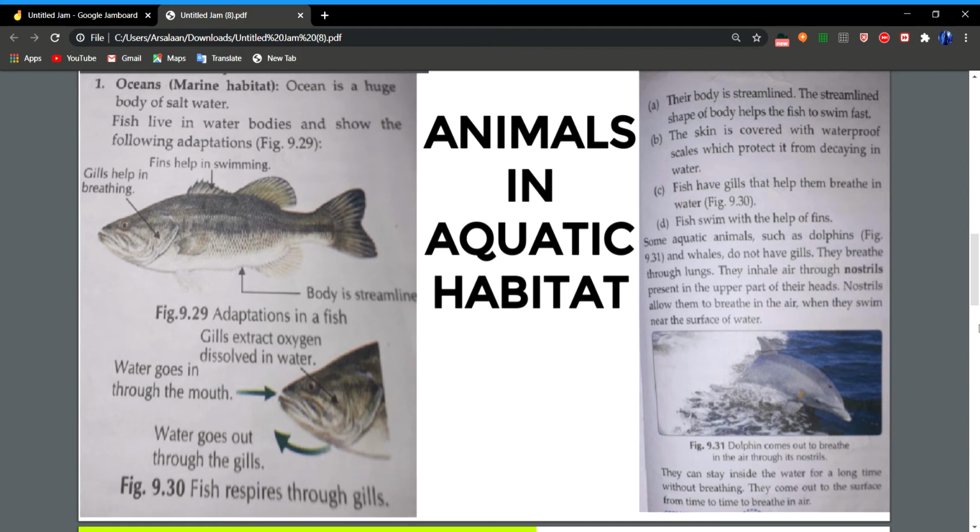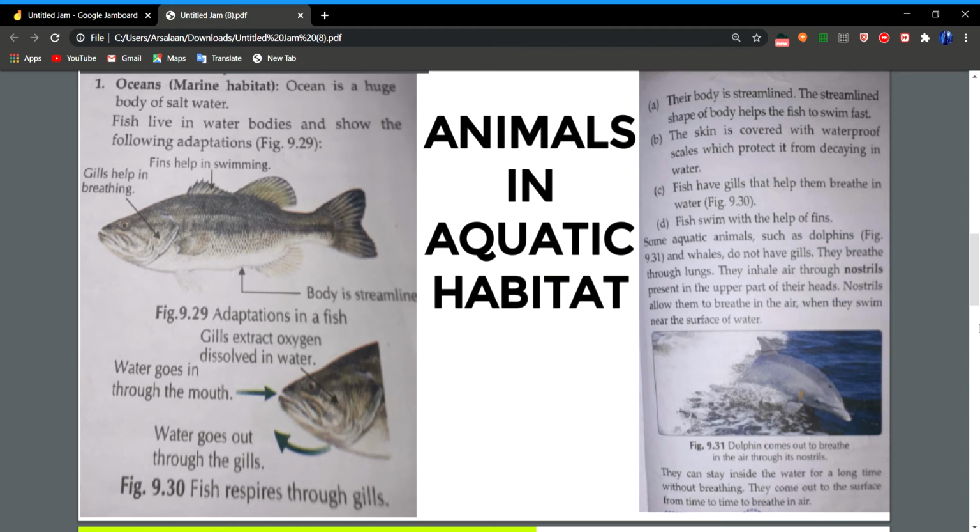Then the next adaptation is that the skin is covered with waterproof scales which protect it from decaying in water. You know, if we keep our hands or legs for a long time in water, they shrink, no? The skin shrinks. But the fishes live their entire life in water. So how do they cope with the water? Their skin is covered with waterproof scales which protect it from decaying in water.